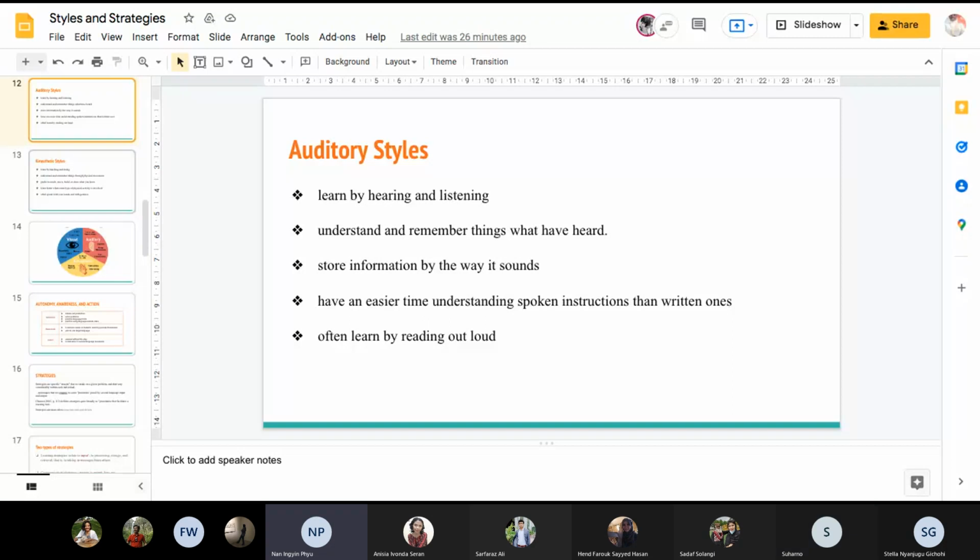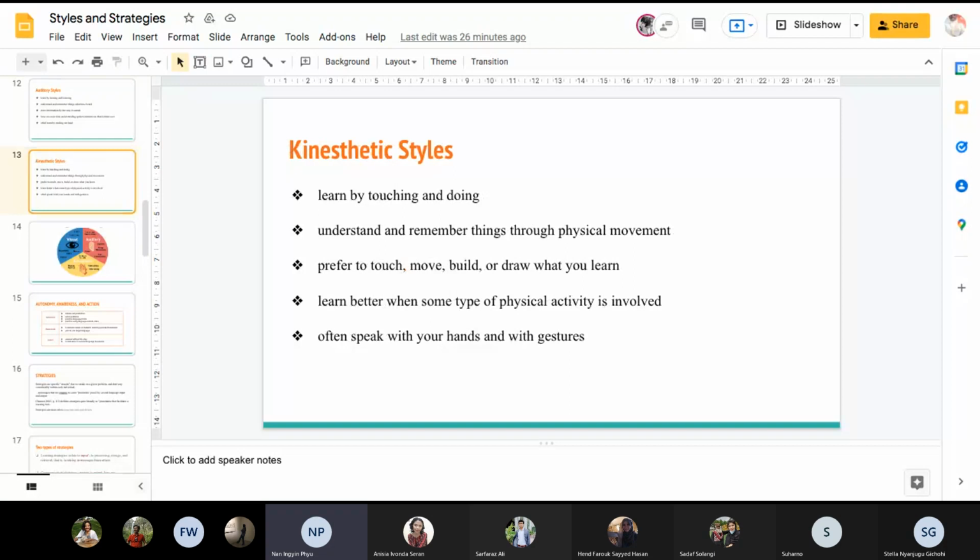That kind of person. Okay, so let's go to another style. This one is kinetic. This one is learning by touching and doing. They understand and remember things through physical movement, prefer to touch, move, build, and draw what they learn, and learn better when some type of physical activity is involved.